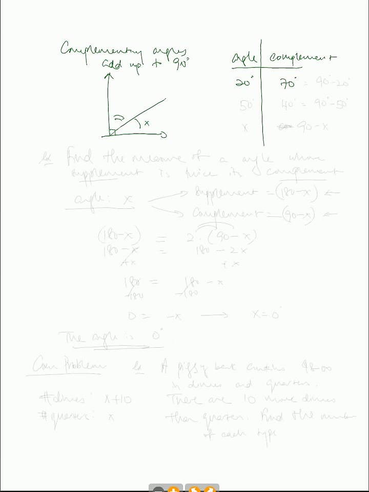But how do you go from 20 to 70? That's by taking 90 degrees minus 20 degrees. What if this was, what's the complement of, say, 50 degrees? Then this would be 40 degrees, and the reason is because 90 minus 50 is 40. So if I tell you this is x, what is the complement? The complement would be 90 minus x.